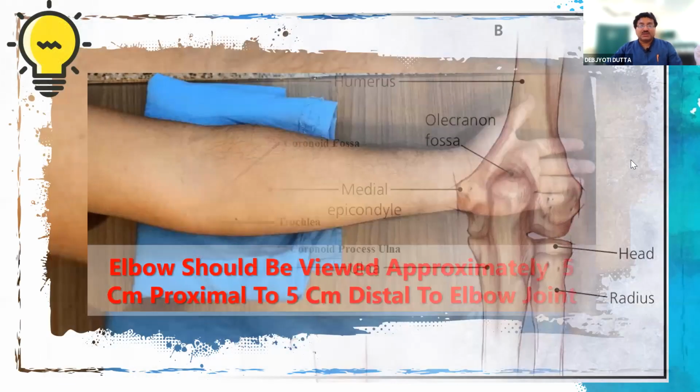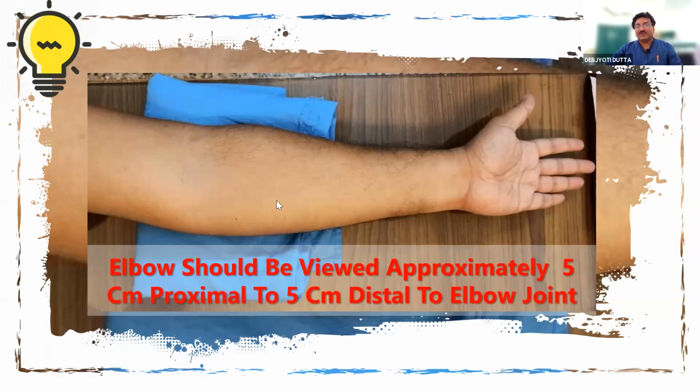Okay. Now, remember, while evaluating the elbow, it should be evaluated approximately 5 cm proximal to 5 cm distal to the elbow joint. That is very much important, because if you want to evaluate, these are the structures that help you to find out the diseases, and this evaluation is very important.